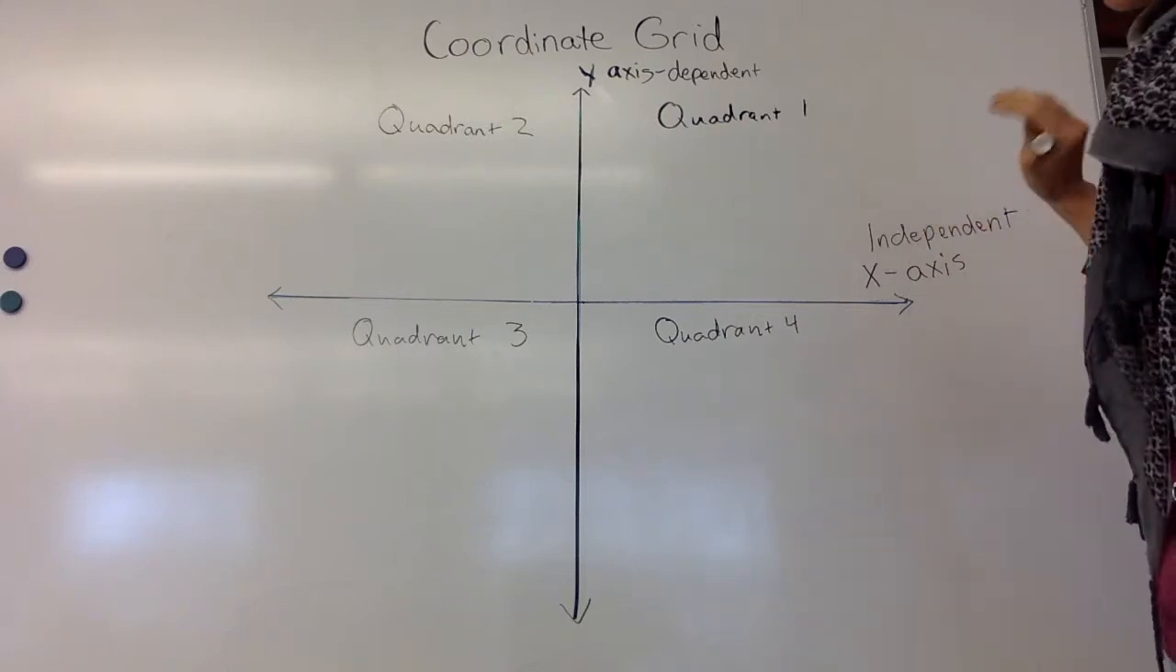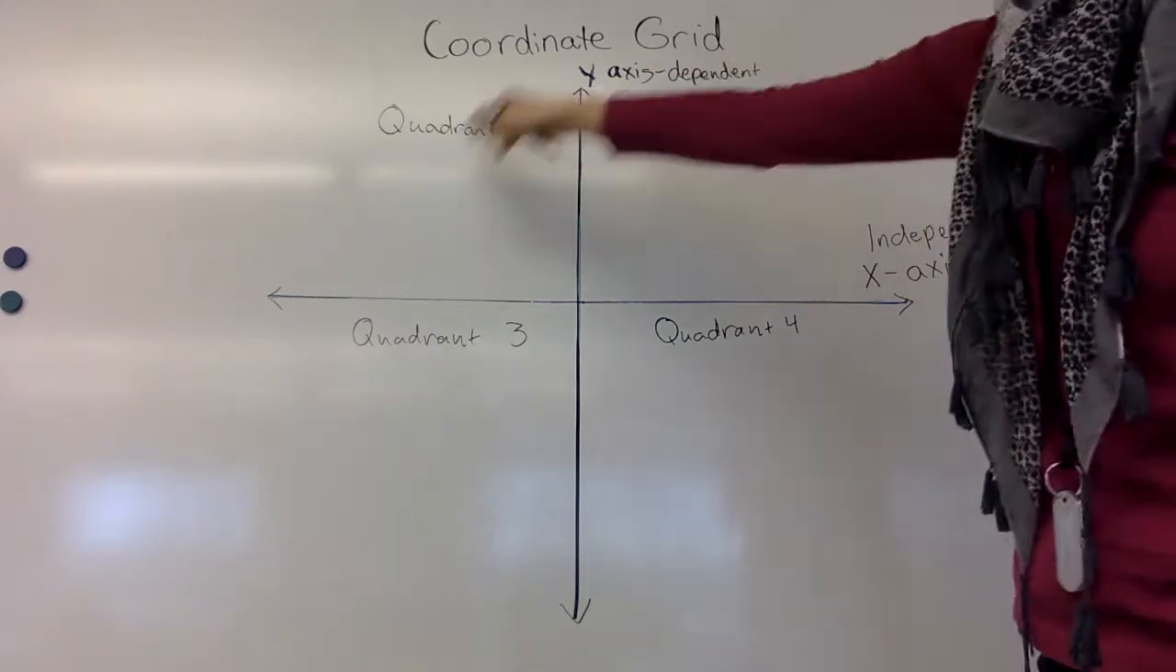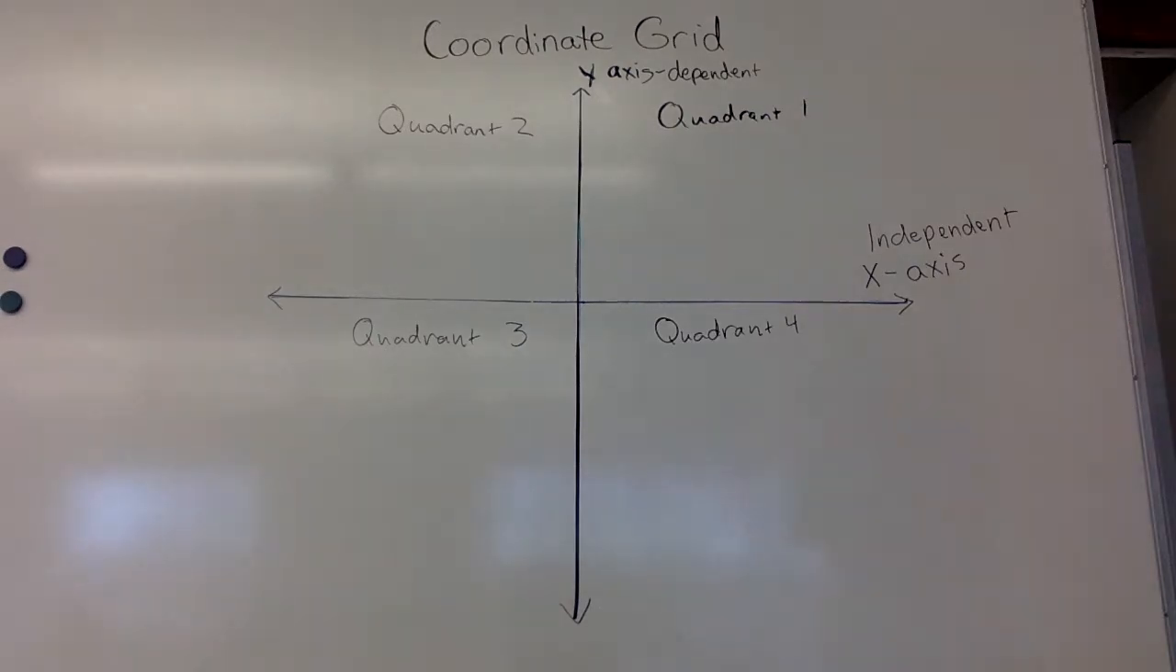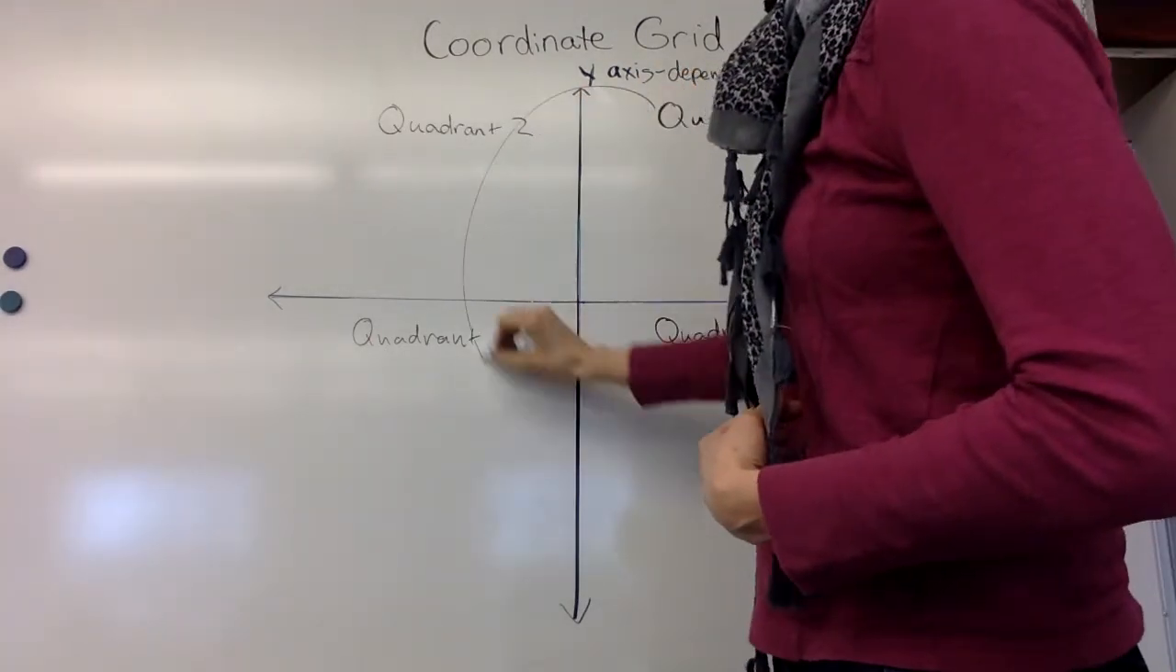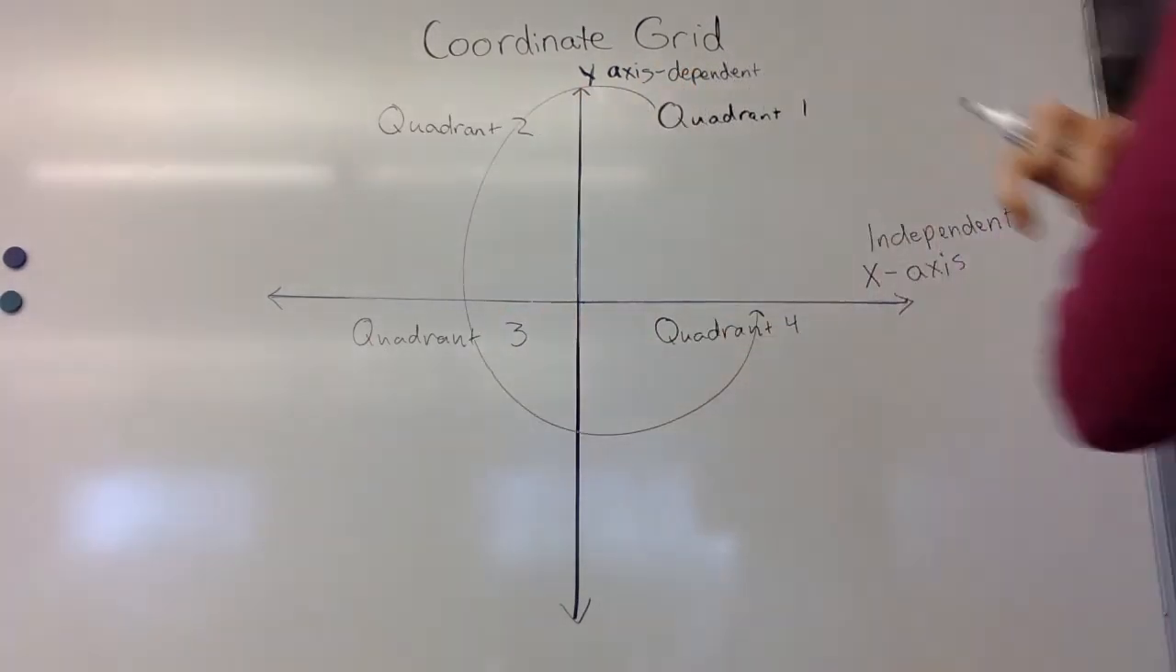So again, these quadrants start with the area on the upper right-hand side of the graph and move counterclockwise around the graph. So they move in this sort of direction.